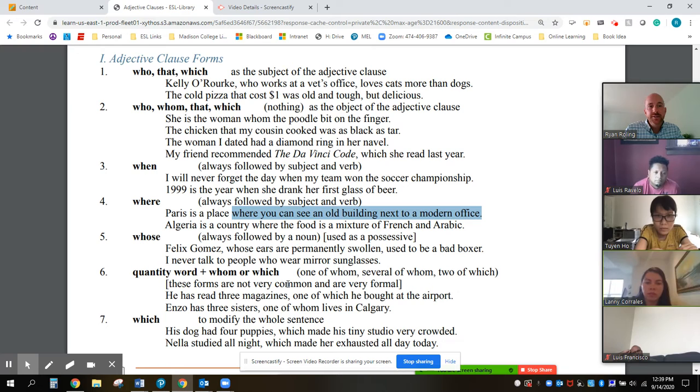Here, number 5, the word whose. The key here is that this is used to show possession. Belongs to someone. So Felix Gomez, whose ears are permanently swollen, used to be a bad boxer. So whose will always be followed by a noun. And we're describing the ears of Felix Gomez, whose ears are permanently swollen.